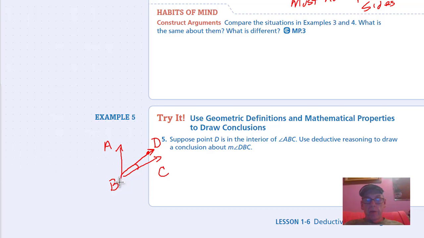So if this big angle ABC has an interior point D that makes two other angles, we can see that those two other angles have to be smaller than the original angle, because D being in the interior makes two angles that add up to the measure of ABC. So what can we conclude about this? The measure of angle DBC must be less than the measure of angle ABC. And that's it for this Student Companion 1-6.